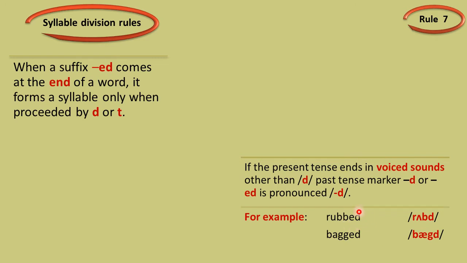ED is represented by only D here. But in the first rule, ED is represented by T. What is the rule? When the present tense ends in voiceless, ED is represented by T. And here, what is the rule? If the present tense ends in voiced, so what is the present tense form? RUB is a present tense form and this present tense form ends in B. B means it is voiced. So what you have to do is remember how many voiceless and how many voiced sounds there are. That is important. As the present tense form ends in voiced, here ED is represented by D. That's it. Got it?